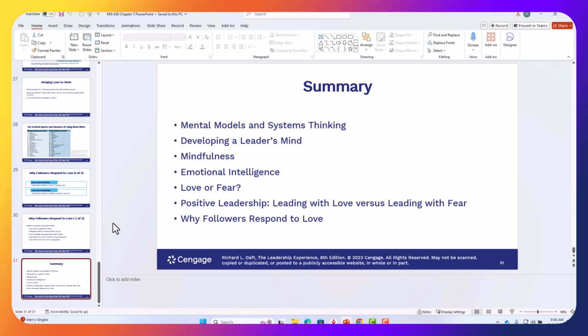During this chapter, we discussed mental models, systems thinking, developing the leader's mind, mindfulness, emotional intelligence, fear, love, positive leadership, leading with love versus leading with fear, and why followers respond to love. If I would mention one thing that I put a lot of emphasis on, it's emotional intelligence. That is understanding one's own feelings, thoughts, and beliefs, and being able to relate to others' feelings, thoughts, and beliefs. That is very powerful today, and good leaders all strive to perform with high emotional intelligence. That concludes this chapter.